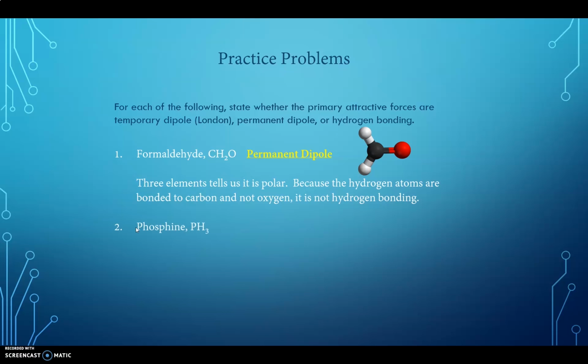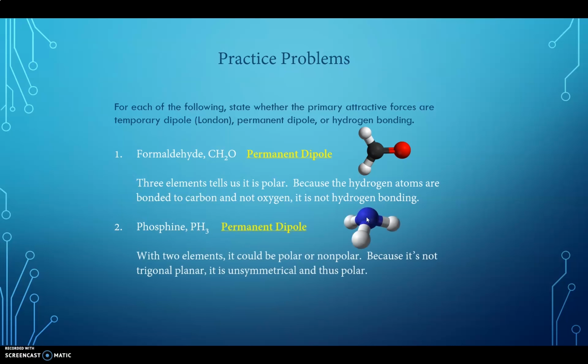For our second example, let's look at phosphine, PH3. Now phosphine has only 2 elements, which means in this case it's all going to depend on the shape of the molecule. With 2 elements, it depends on the geometry. So once again, we'll need to sketch it out. If we do, you'll notice that PH3 is a trigonal pyramid. It's not trigonal planar because the phosphorus has a non-bonding pair of electrons. So this molecule is not symmetrical, which means it must be polar and thus has a permanent dipole.